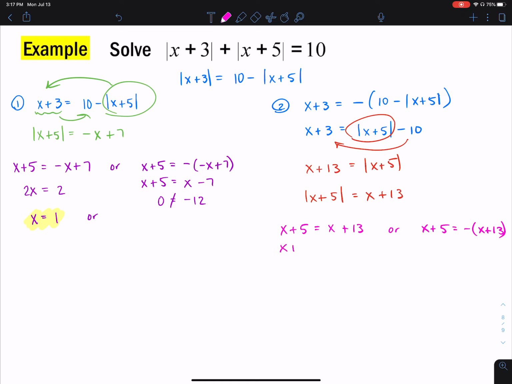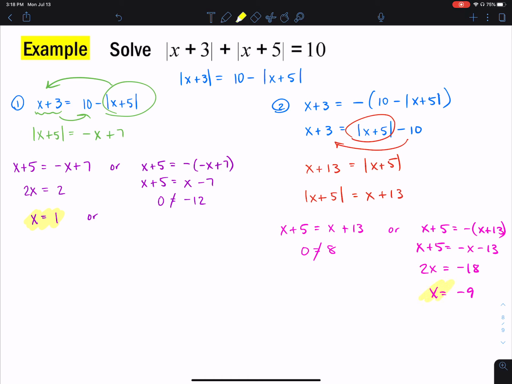So let's solve this. Whoops, I don't have to write that again. If you get your x's together, look what happens here. You get 0 is equal to 8. 0 doesn't equal 8, so that doesn't give us an answer. So come back over here to this one, distribute your negative, get your x's together. You get negative 18 divided by 2, x is equal to negative 9.